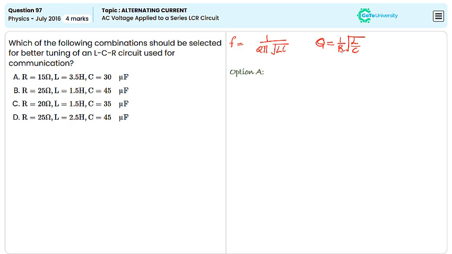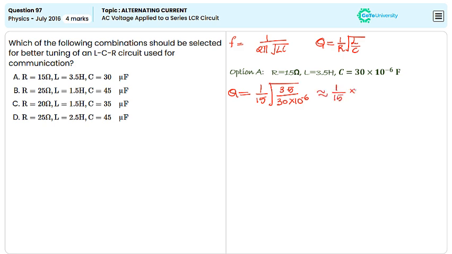Let us check option A, where R is equal to 15 ohm, L is equal to 3.5 H and C is equal to 30 into 10 to the power minus 6 farads. By substituting the values in the formula for Q, we get 1 by 15 square root of 3.5 divided by 30 into 10 to the power minus 6, which is approximately equal to 1 by 15 into 342, which is equal to 22.8.